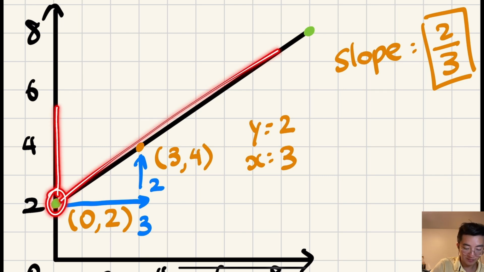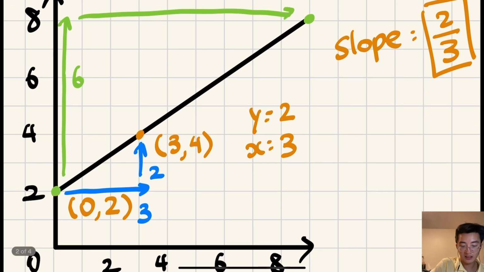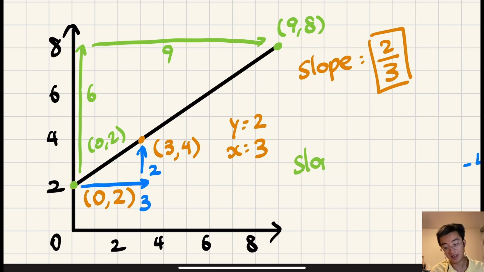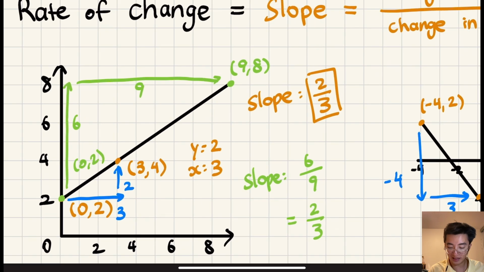And we can see to go from this dot to this dot, we first go up from 2 to 8, so we go up by 6, and then we go to the right by 9, because this point right here is 9, 8, and this point is still 0, 2. So going up by 6 and going to the right by 9 means that the slope will be the changing y, which is 6, which is positive because we're going up, over 9. And as you can see, when we reduce it, it is 2 over 3.